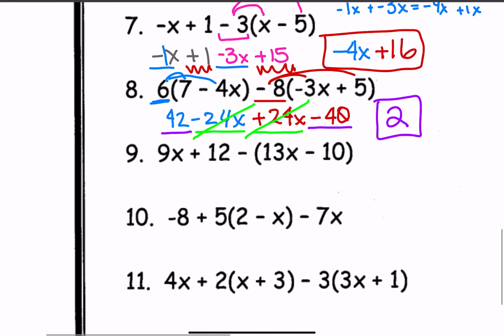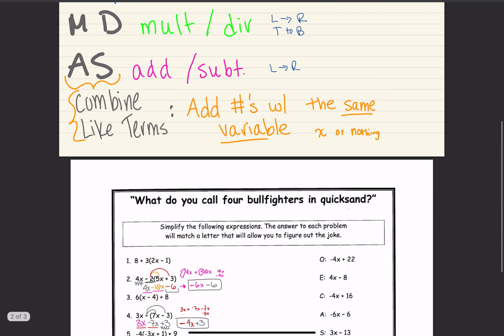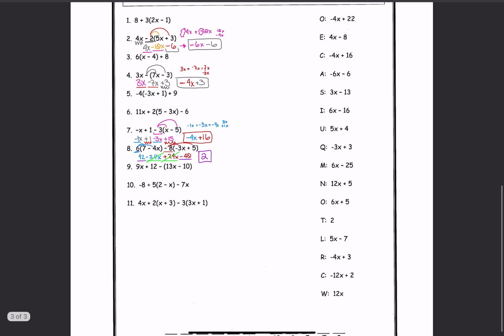All right, I think you guys could do the rest on your own so you can figure out the riddle: what do you call 4 bullfighters in quicksand? If you have any questions, please let me know, and good luck.